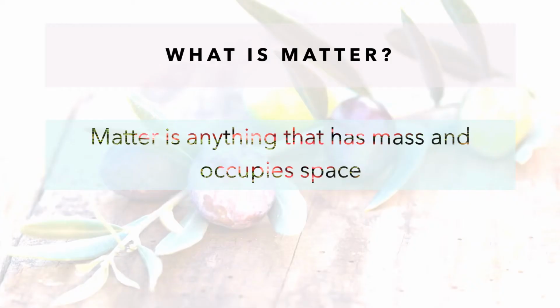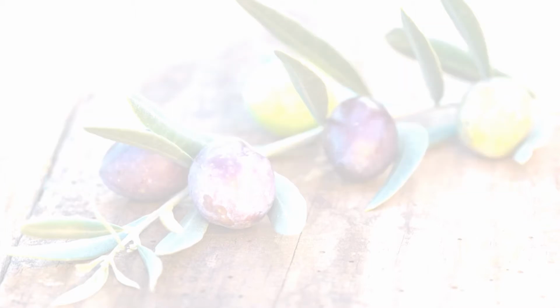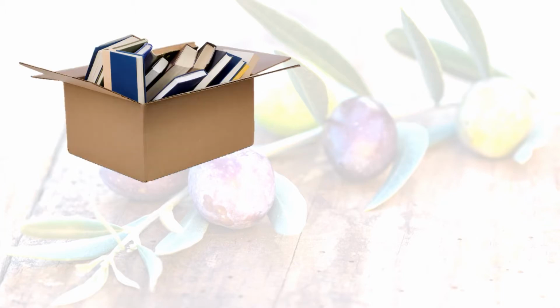Today I continue with chapter 5, 5.1, matter in nature. So first of all, what is matter? Matter is defined as anything that has mass and occupies space. So what are the examples of matter?